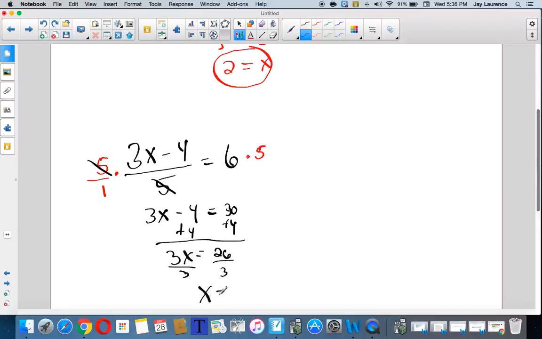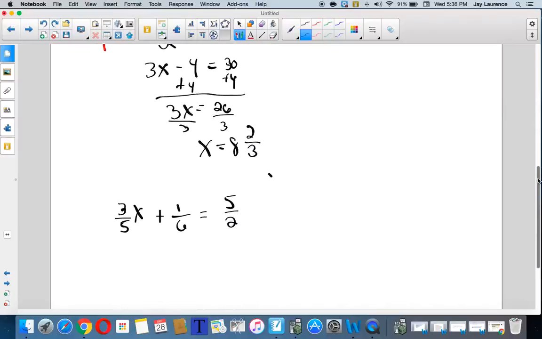I could leave it as 26 thirds, or I could say 3 goes into 26 8 times. It's 2 short of 26, so 8 and 2 thirds. Either answer would be good. x equals 26 thirds or x equals 8 and 2 thirds.